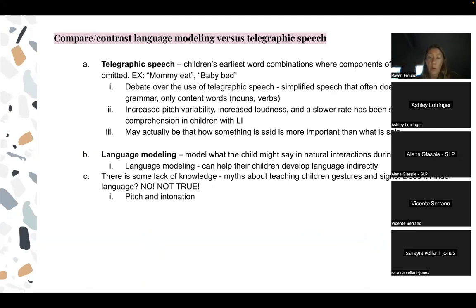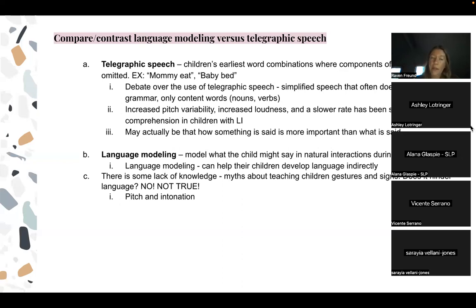Telegraphic speech, there's a debate over it because it does simplify speech, and you do want to include all those different parts of speech, right? You want to have nouns, you want to have verbs, you want to expose a child to all of that. So that's where the debate is. Do we speak to a child in the same way that we're speaking to them? Well, no, not all the time, right? But when you're reading a book and there's a dog and you say, doggy, go, that's not grammatically correct, but that's where that debate comes from. And I think that you guys might have had some articles on that. I can't remember.